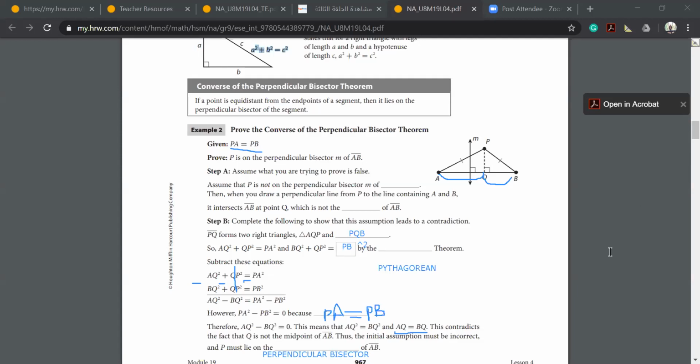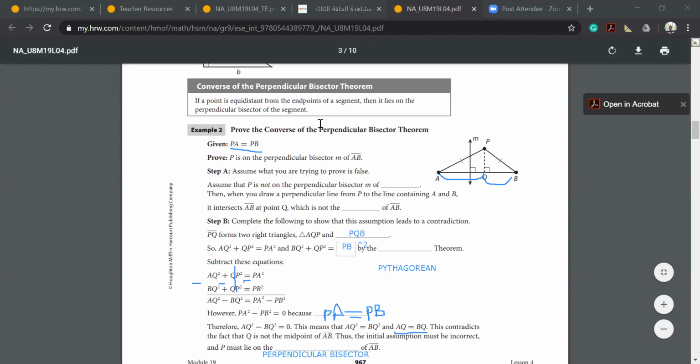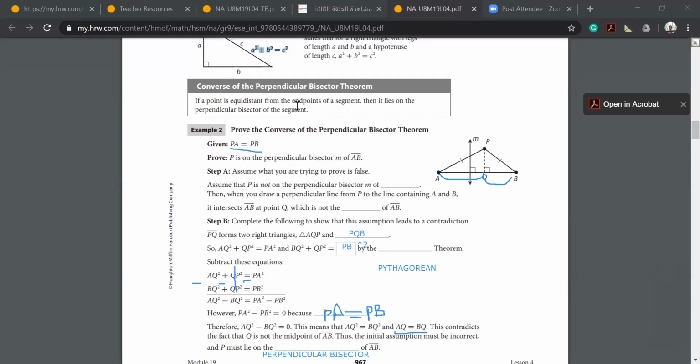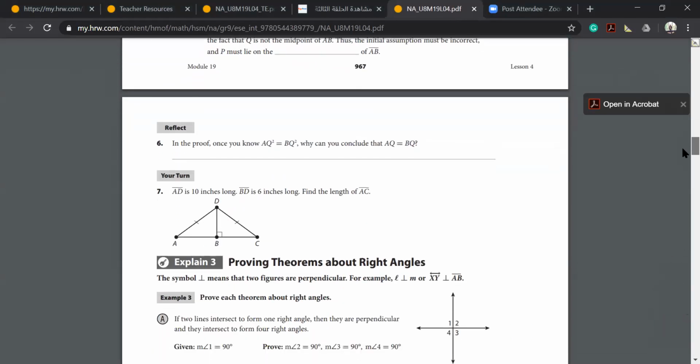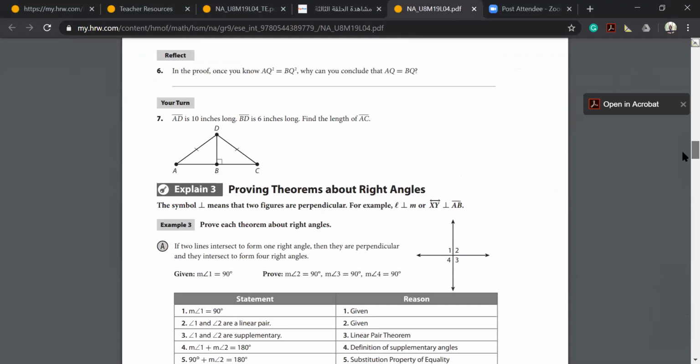Okay. I'm going to remove this. Done. Okay, clear all drawings, and then let's go to the second page. Your turn. You are required to try to do your turn by yourself.